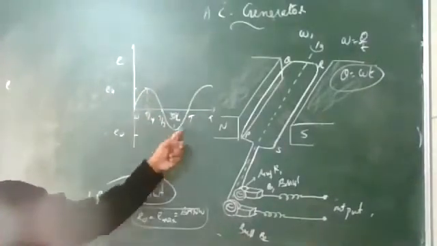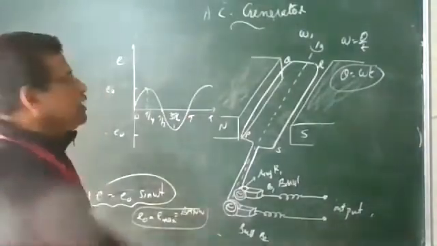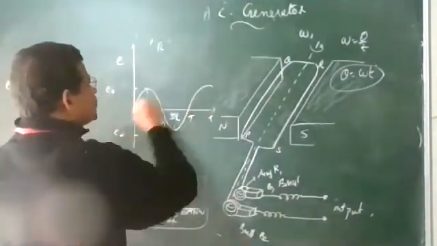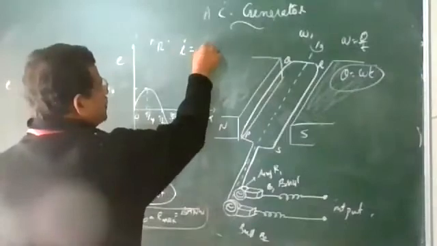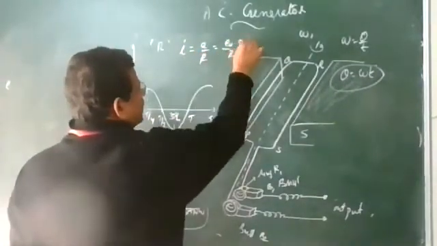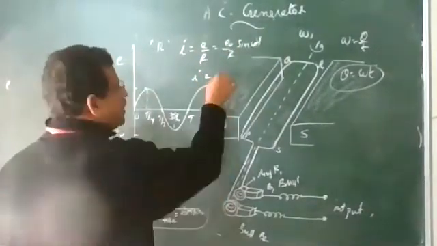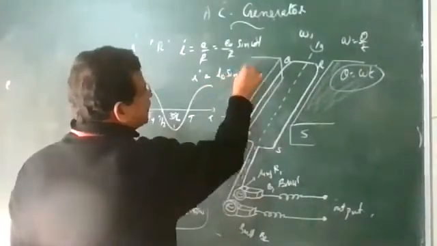The EMF we are getting is an alternating one. So alternating EMF is produced. Suppose R is the resistance of the coil, then the current produced is E by R, which is equal to E naught by R sin omega t. So we are getting an alternating current I equal to I naught sin omega t.